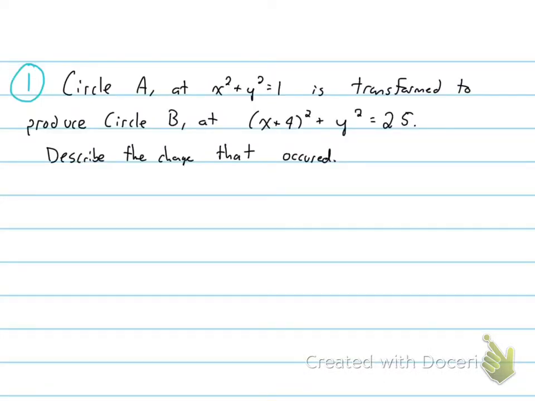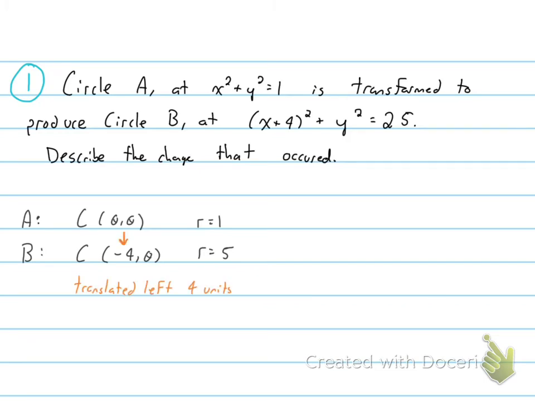Let's look at another example. Let's say I tell you that circle A has the equation x squared plus y squared equals 1, like the blue one that we saw in the last picture. And it's transformed to produce circle B, which is x plus 4 squared plus y squared equals 25. Looking at the two equations, I want to describe the change that occurred. An easy way to do this is to write the center and radius of both circles and then make a comparison. So the center of circle A is at 0, 0, and the radius is 1. The center of circle B is at negative 4, 0, and the radius is 5.